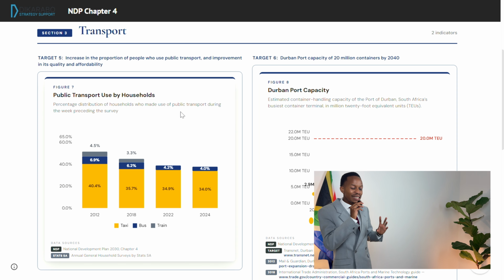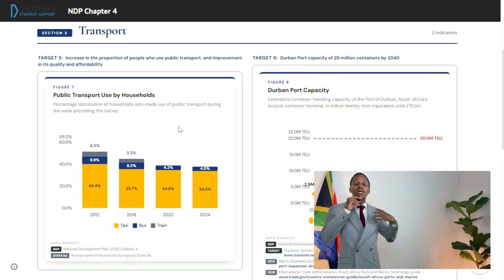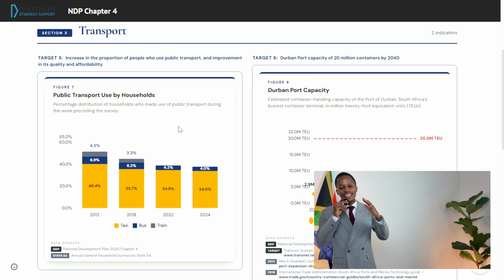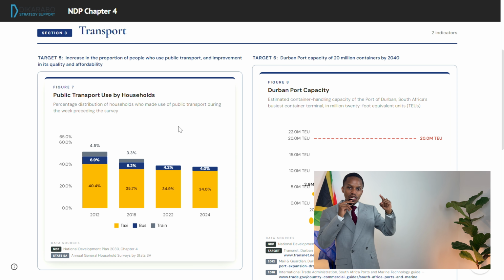Very sadly, also with the trains, the proportion of households using trains has dwindled to close to none, and this is telling in an environment where the population is continuously increasing and going up, public transport use is going down. And that clearly shows that improvement in quality and affordability of public transport and the proportion of people using public transport definitely hasn't been achieved.